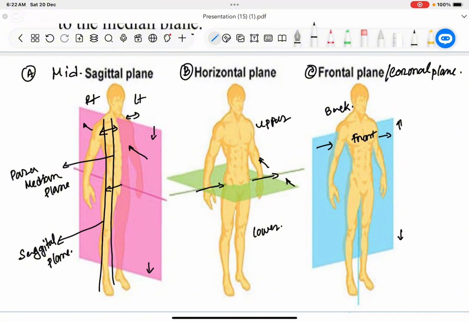Other than the planes shown on screen, there is one more, called the oblique plane. The oblique plane is also considered. In the oblique plane, the plane passes from any one side to another, either from right to left, and divides the body obliquely.